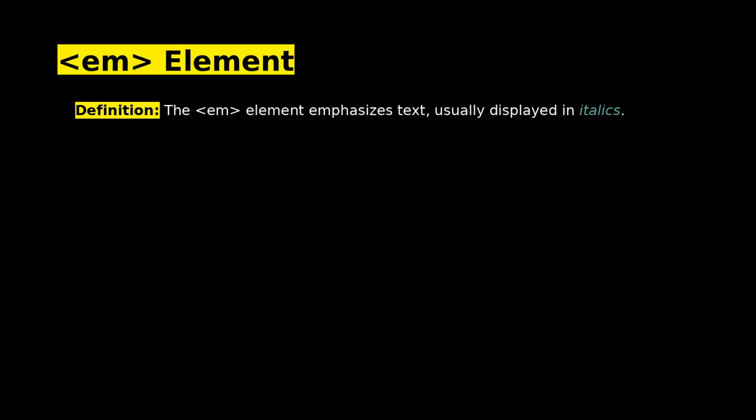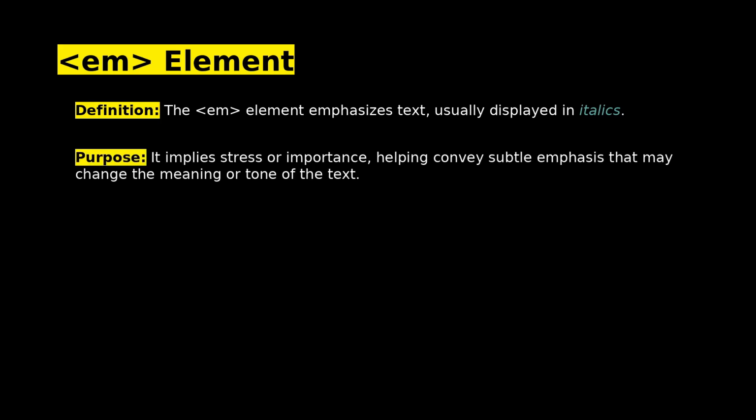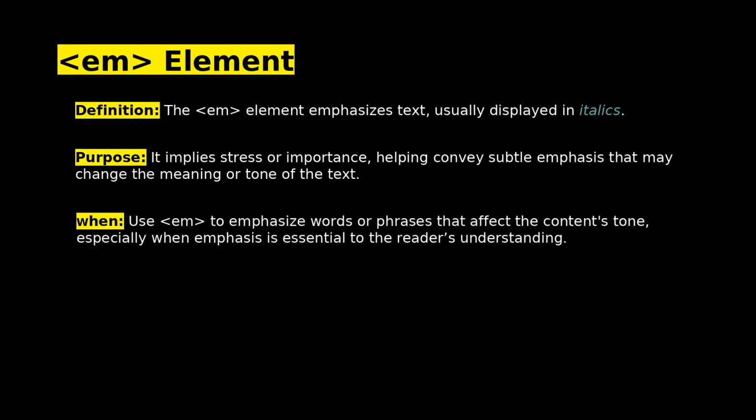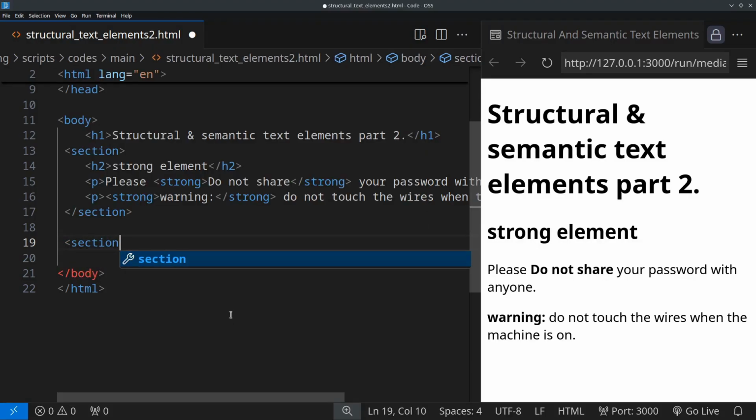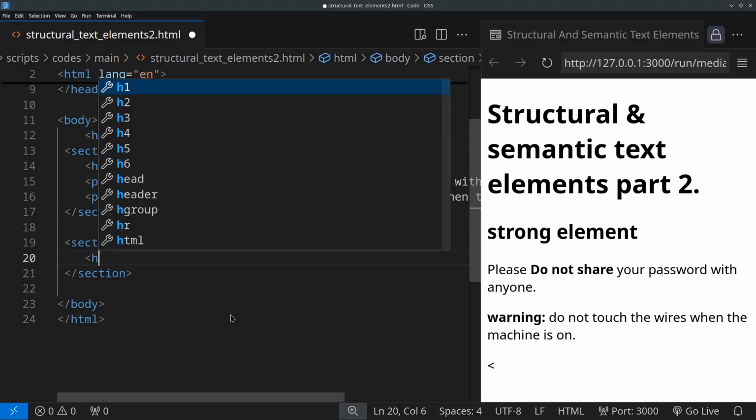Second, we have the emphasis element. Now the emphasis element emphasizes text, usually displayed in italics. It implies stress or importance, helping convey subtle emphasis that may change the meaning or tone of the text. Use the emphasis element on words or phrases that affect the content's tone, especially when emphasis is essential to the reader's understanding.